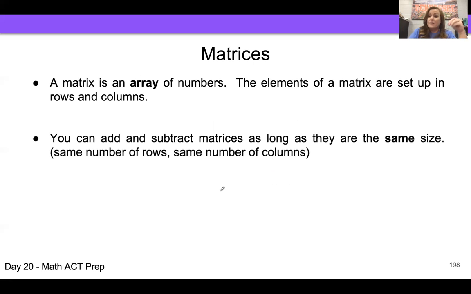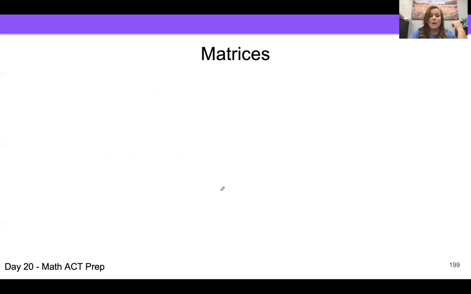You can add and subtract. This is very, very important. You can only add and subtract matrices if they are the same size. And we calculate the size of a matrix by the number of rows and columns. So if it has 2 rows and 2 columns, it's a 2 by 2. If it has 3 rows and 4 columns, it would be a 3 by 4. So they have to be the exact same size for you to add or subtract them. If they're different sizes, you cannot add and subtract them. You'd say it's impossible. I can't do it.